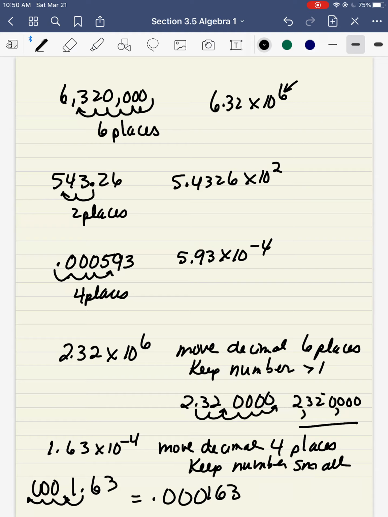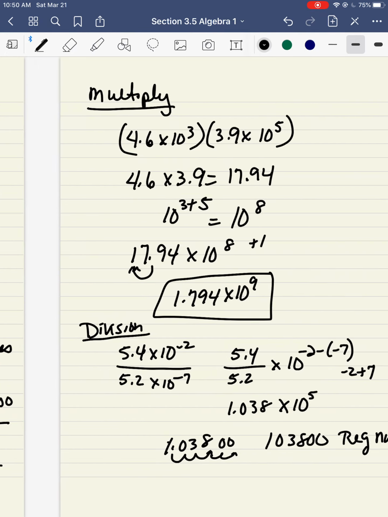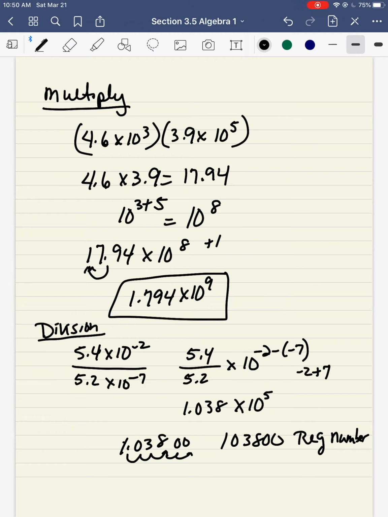1.63 times 10 to the minus 4, because I have a minus 4, the decimal will move to the left, and I will keep the number as a small decimal number, so I move the decimal 4 places, keeping the number small. So when I move it over 4 places, again I have to add some zeros before the 1, so it becomes 0.000163 in regular notation.